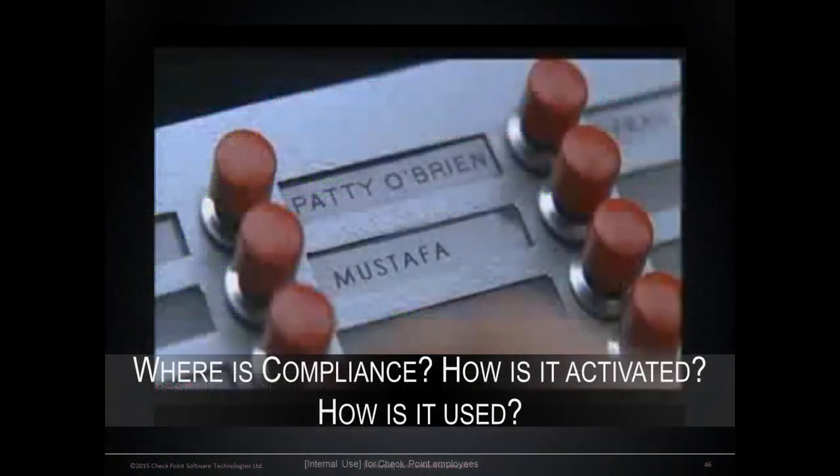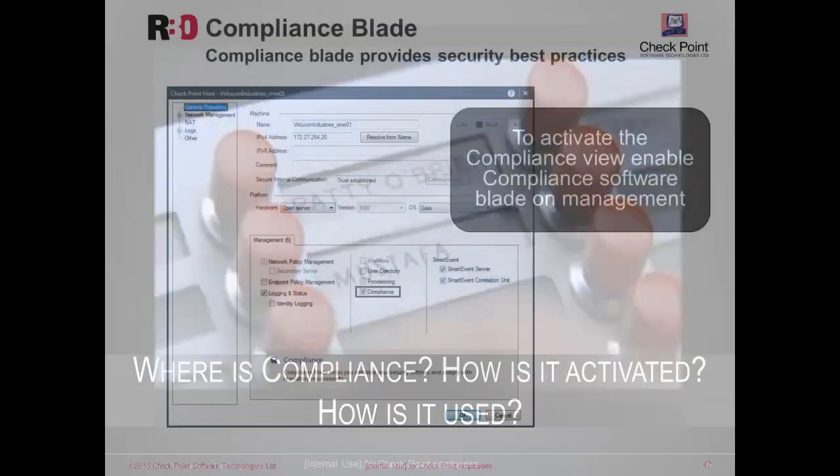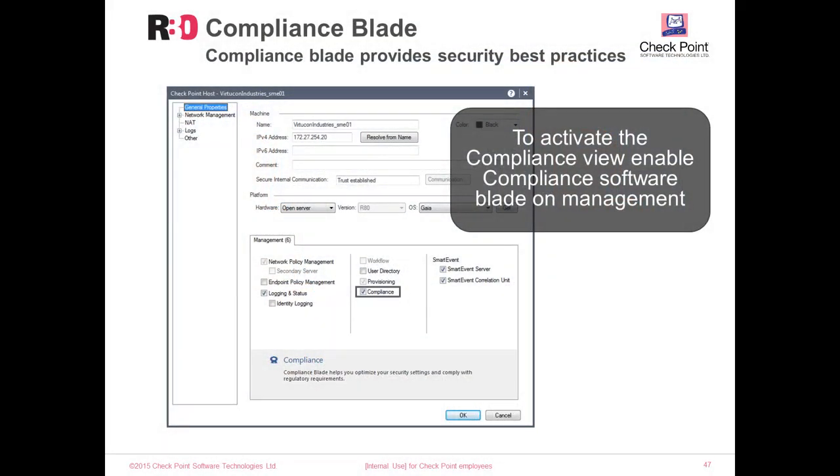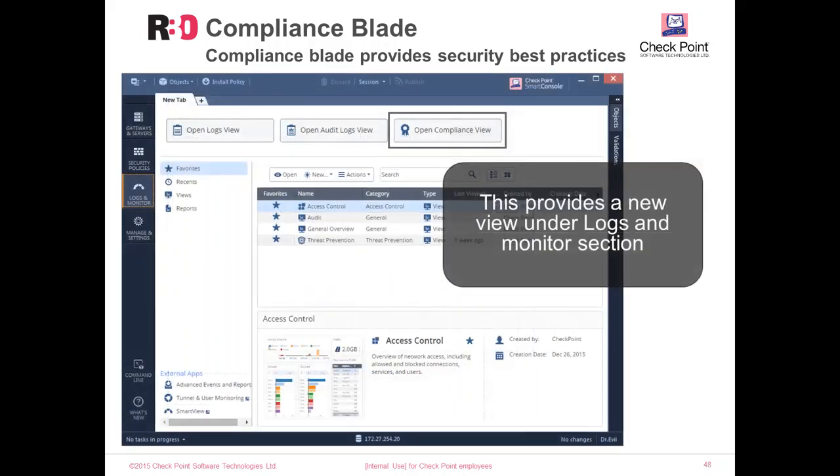So where is compliance and how is it activated? How is it used inside the next generation security management solution? Compliance Blade, as you maybe remember, provides security best practices for security administrators on how they should configure the Check Point security environment. To activate the Compliance Blade view, enable the Compliance Software Blade on the management server itself. Publish the changes, and then afterwards this will provide a new view under Logs and Monitoring called Compliance View.